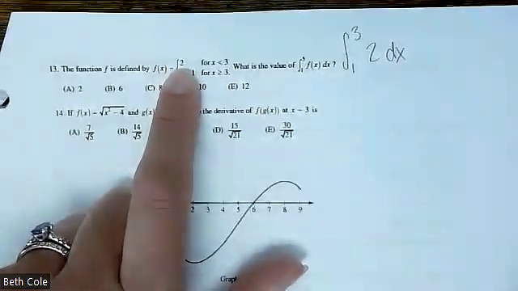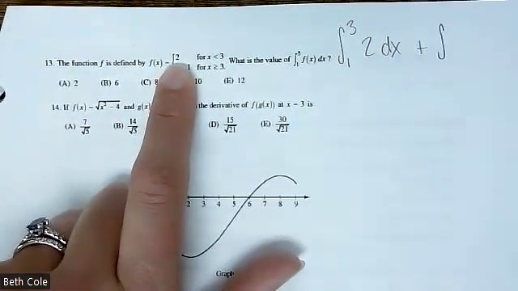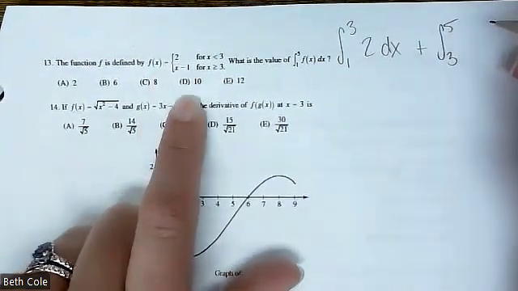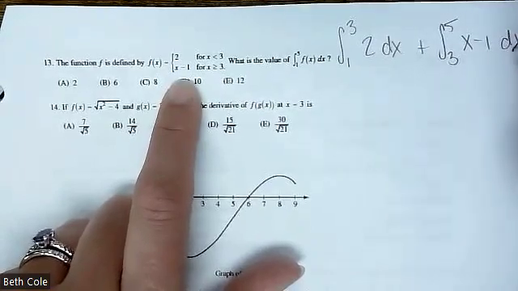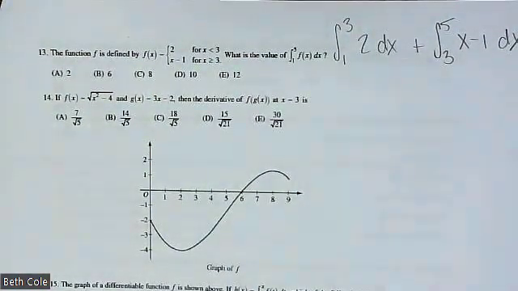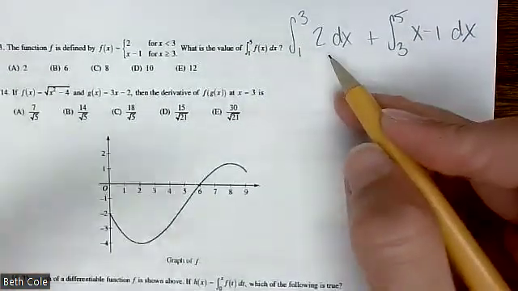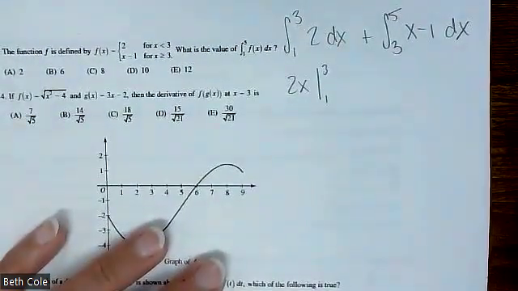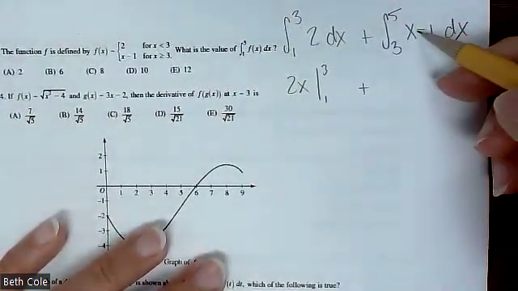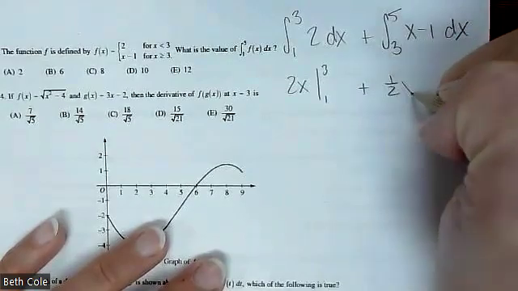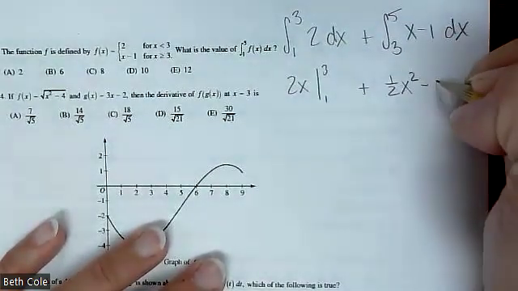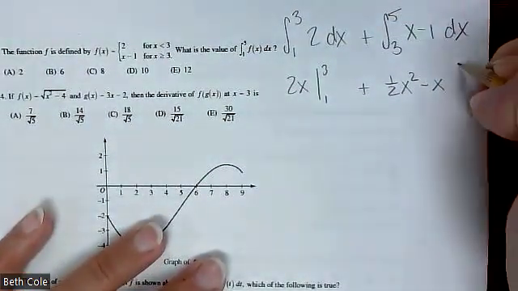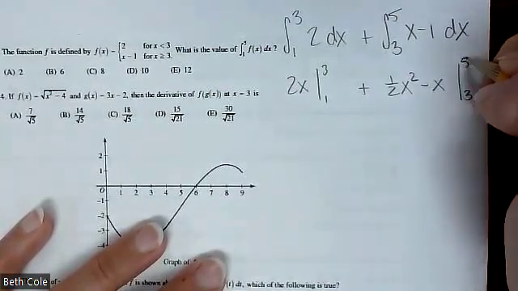2 dx plus, and then you said the other one, it'll be 3 to 5 of the other part. Neither one of those is hard. You just have to do it. What's your antiderivative of 2? 2x plus, all right, and then this antiderivative would be 1/2 x squared minus x, and that goes 3 to 5.